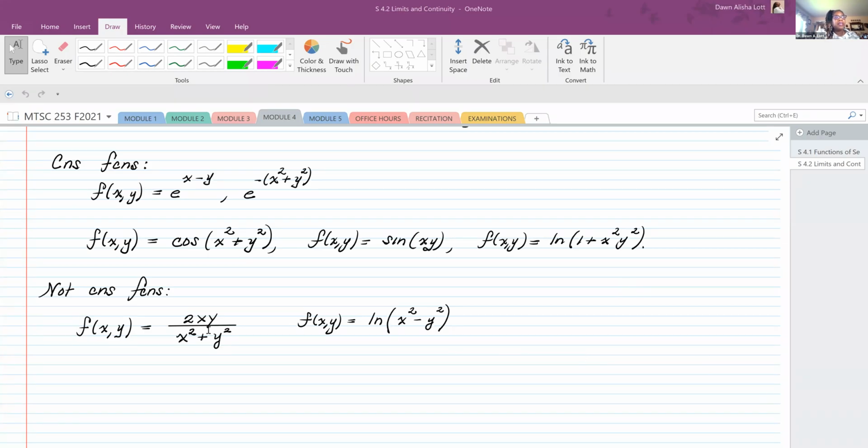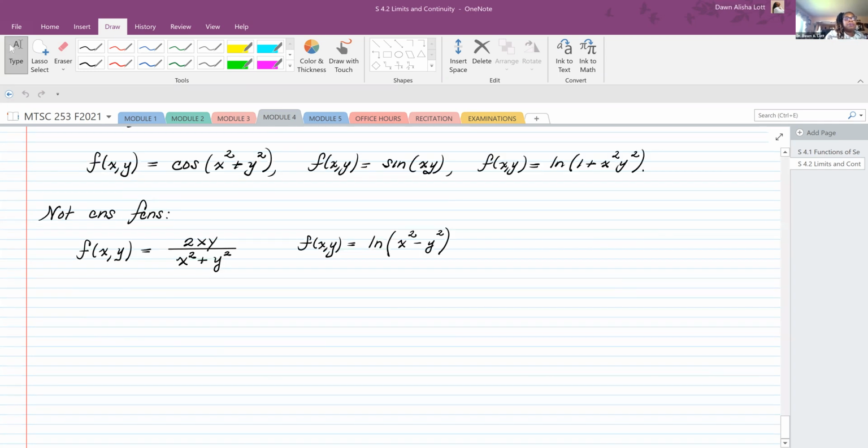Okay, so why is the function f of xy equal to 2xy over x squared plus y squared not continuous? All right, well, let's see. Obviously, the problem place would be 0, 0. So here's the example. Here's the function f of xy.